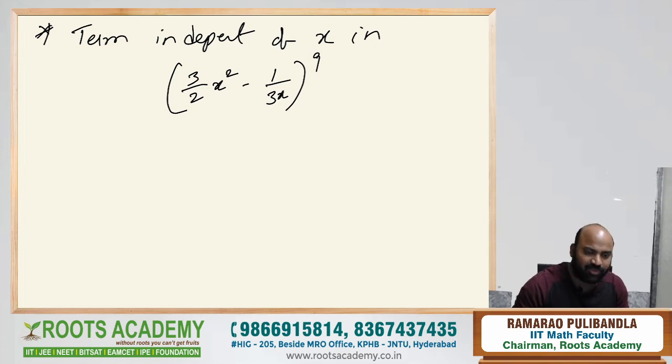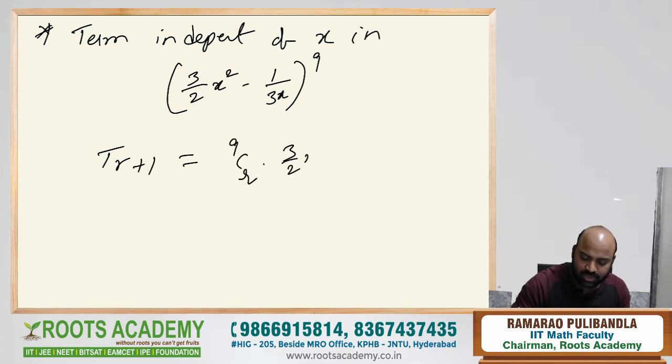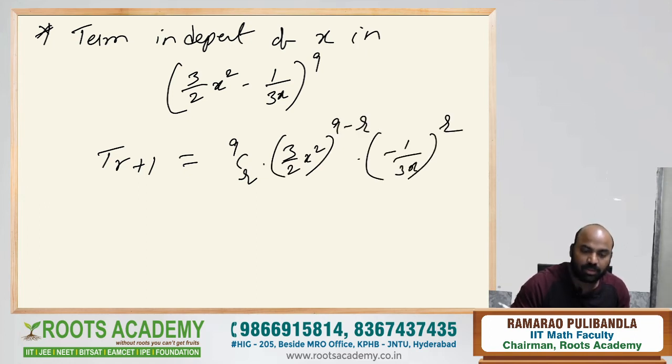First of all, whatever you want to do in the binomial theorem, first you find the general term. So what is my general term? T(r+1) is nothing but 9Cr into (3 by 2 x square) whole power 9 minus r into (minus 1 by 3x) whole power r.